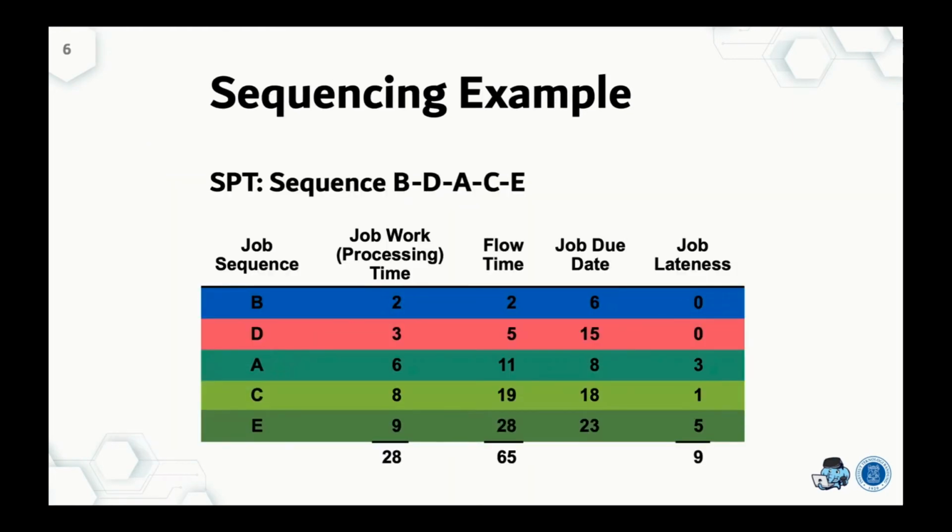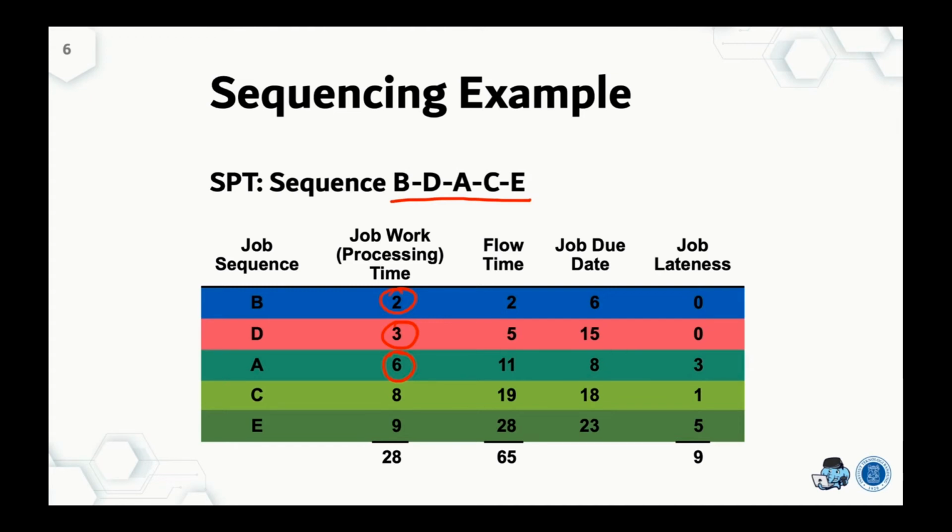With the shortest processing time, the resulting sequence is BDAC. Why BDAC? Let's take a look. B has the shortest processing time, so this is the first priority, and then next is D. D has 3, so this is priority number 2, and then job A has the time 6, so this is priority number 3, and so on. We continue with C and E.